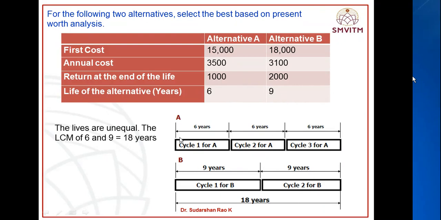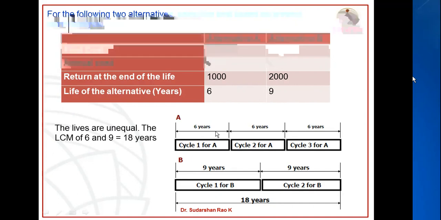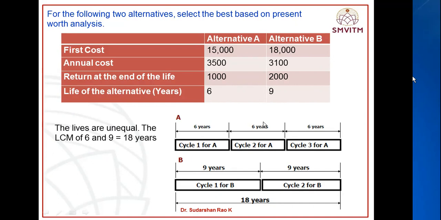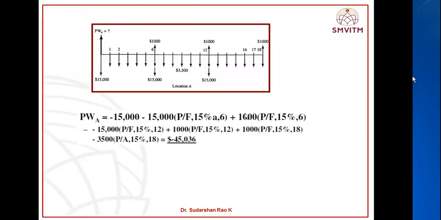That is the method for comparing alternatives with unequal lives: they should be converted into an equal life by using the LCM, taking the LCM of the two alternatives. For example, the first alternative, A, minus 15,000, should be repeated 3 times, that is minus 15,000 at the beginning.